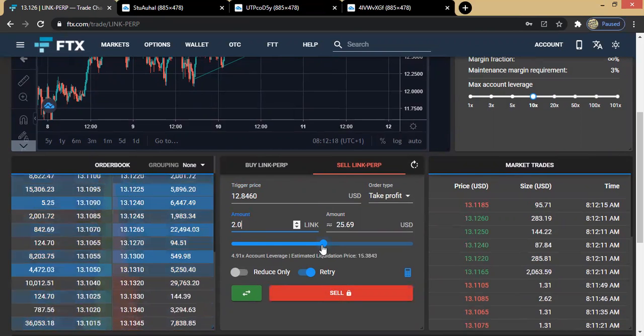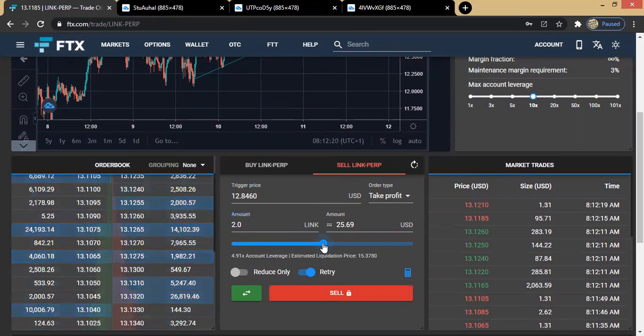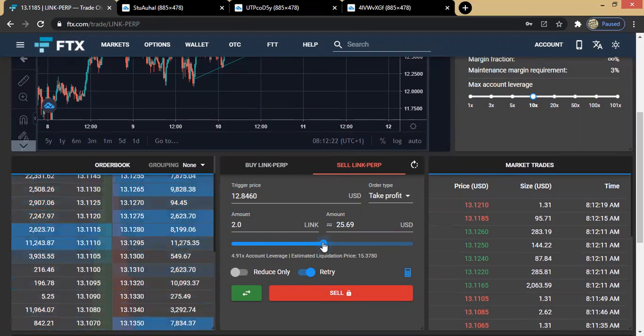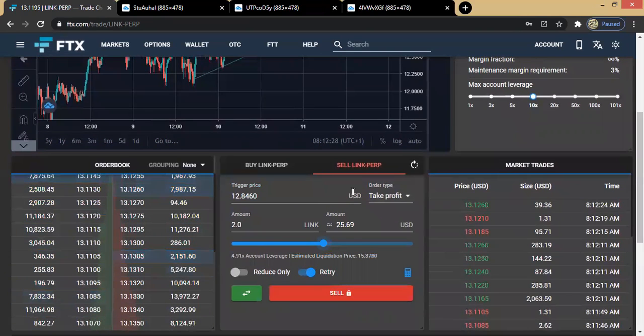Shift it to the middle, that's half of it. It has already calculated it for me. If it was 4, it would have equally calculated. So once I do that, I come here and click on reduce only, then put my sell. If I put it now, it wouldn't really go, because I have not really purchased anything yet. So that's just how to do that.